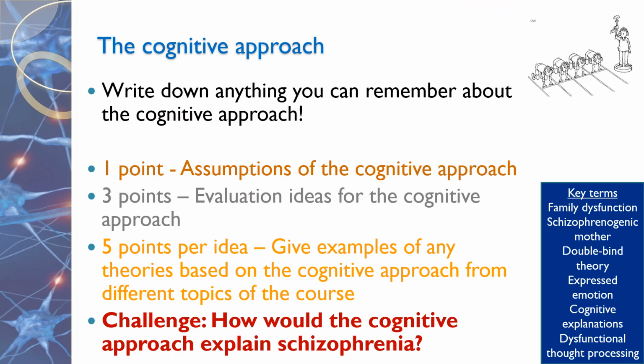The last thing I want you to do now, you don't actually have to write it down, is think about the cognitive approach. What are the assumptions? What were the evaluation points for it? Give examples of theories based on the cognitive approach. Please come to our next lesson with an idea of what the cognitive approach is, and we will pick it up from there. Your homework is to create revision notes on everything up to and including drug treatments. If you want to get ahead, you can start with the family dysfunction explanation of psychological explanations, but all that you're required to do is research notes up to drug treatments.